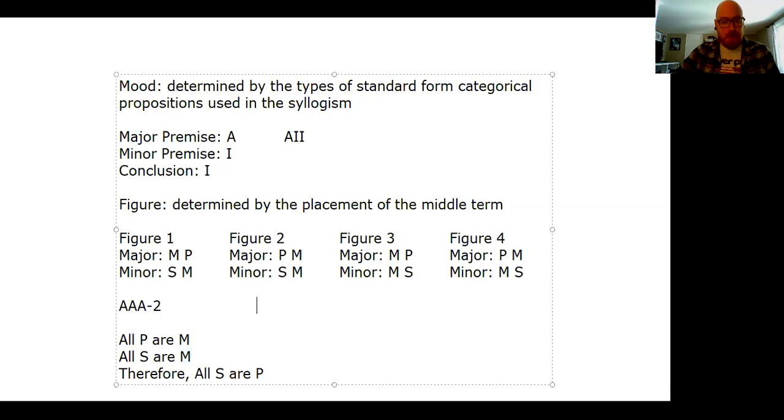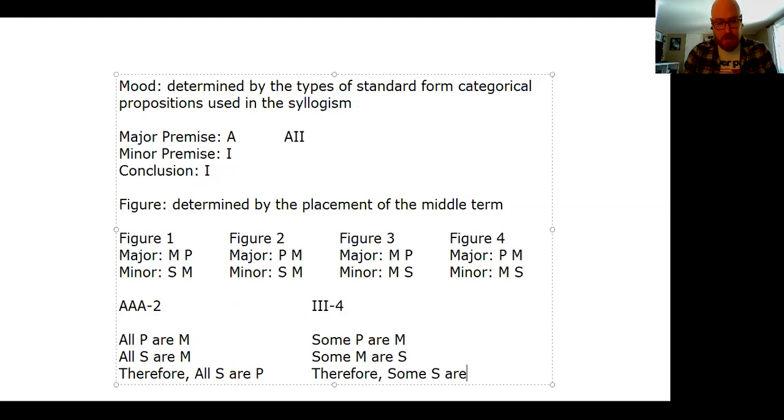Now here's another example. If you had an IIA, and it doesn't even matter what the figure is, an IIA4, so that would be some P are M, some M are S, therefore some S are P. Now, what terms do I statements distribute? Well, they don't distribute anything. And again, the figure here is irrelevant.